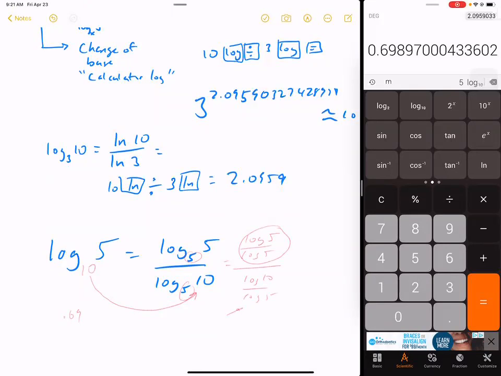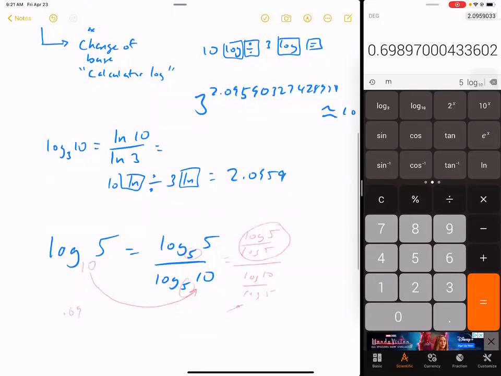Okay, so some of you, when you type natural log, it gives you parentheses. You can just type the 10 directly as you see it. Then you can type divided by natural log of 3. You can type it as you see it.